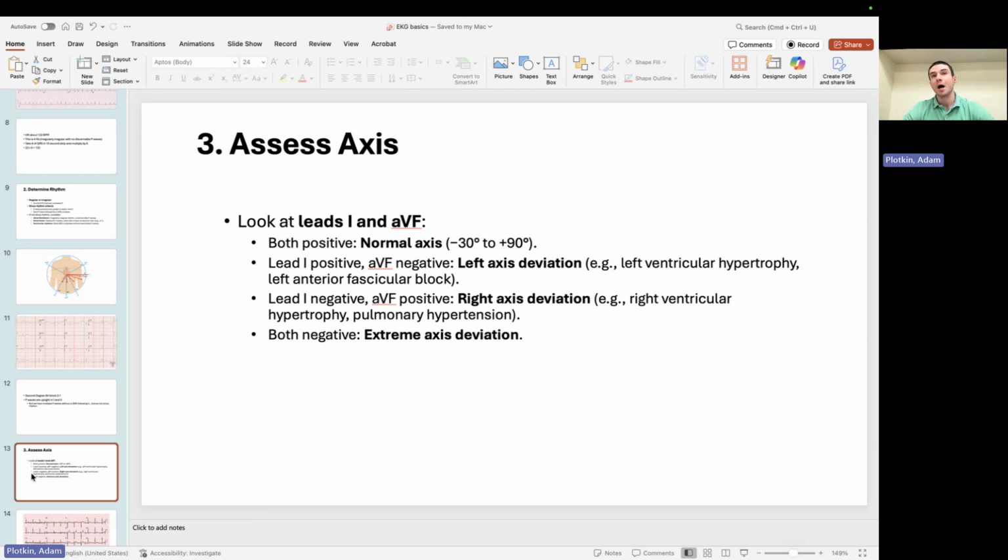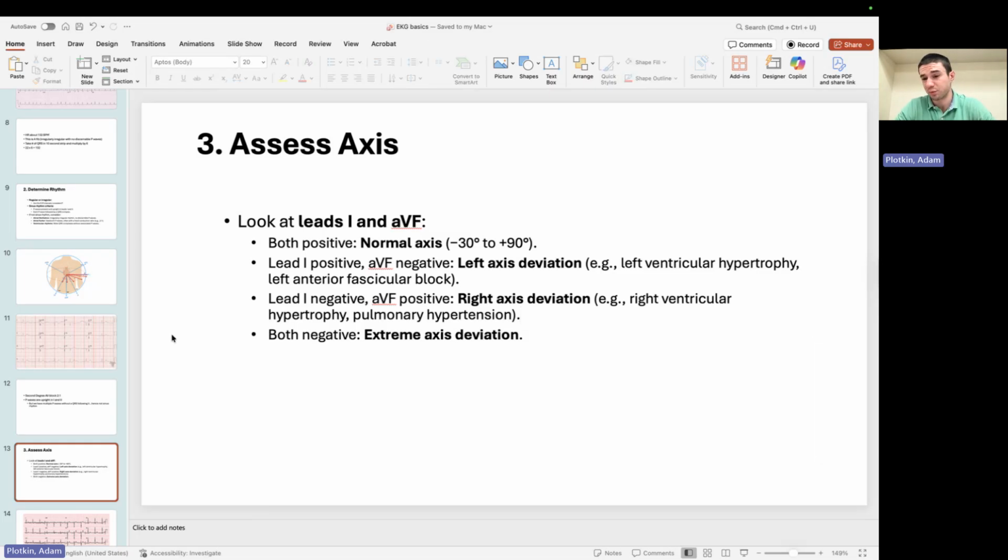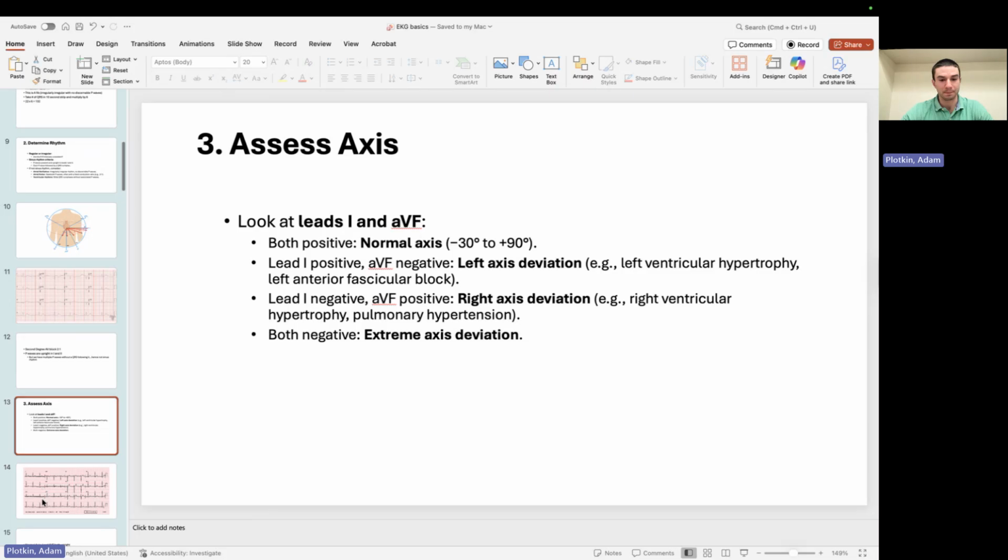Maybe you'll learn about that in your coming weeks, but again, it's all written in here. Both positive, normal axis. Lead 1 positive, AVF negative, left axis deviation, and I gave you some examples here. Lead 1 negative, AVF positive, right axis deviation, and I gave you some examples there. If both are negative, it's called extreme axis deviation. You will not be given that for an MCW exam or frankly any USMLE Step 1 exam or whatever med school you go to. That would be probably inappropriate for your level of training.